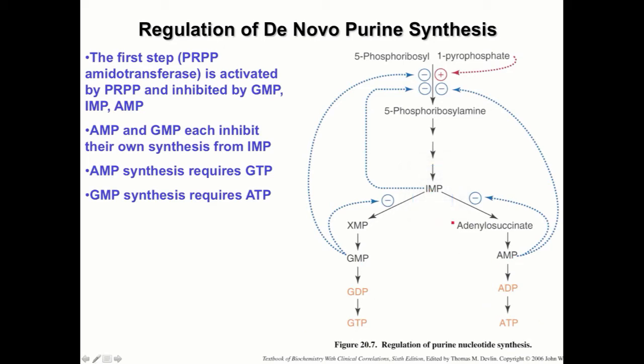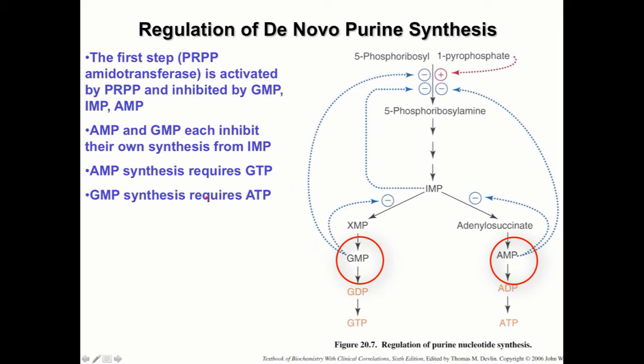The regulation of this process is extremely complicated. PRPP is a feed-forward activator. There are a number of feedback inhibitors, including IMP, GMP, and AMP, all can inhibit the first step, so that high levels of cellular purines will block new synthesis. There's also regulation of the conversion of IMP to either GMP or AMP. AMP feeds back and inhibits its own synthesis. GMP feeds back and inhibits its own synthesis.